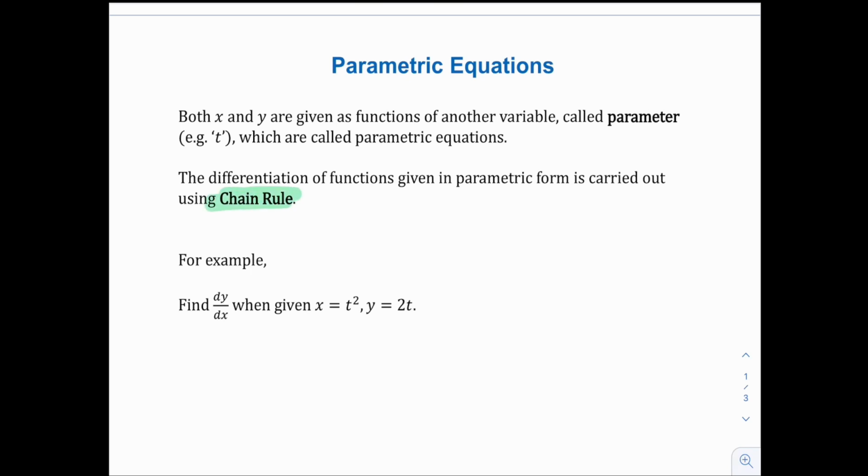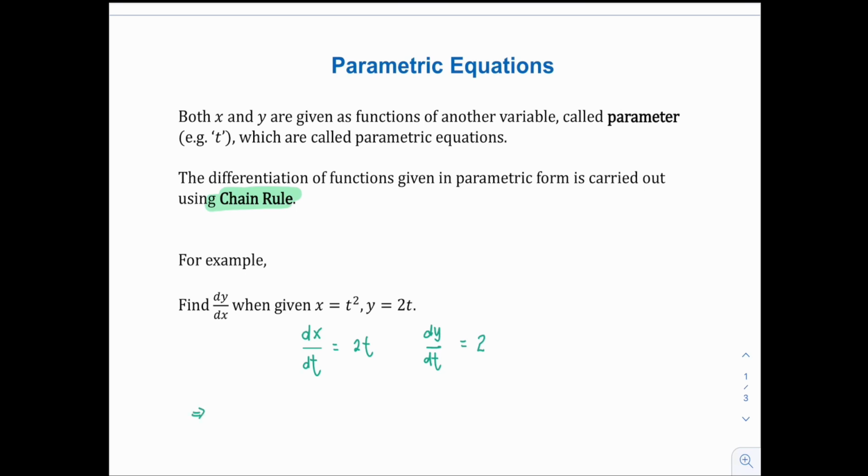Here's a very simple example of how to find dy/dx when you are provided with parametric equations. Here, you notice that x is expressed in terms of t, and y is also expressed in terms of t. How are we supposed to find dy/dx? We can find it by using the chain rule. The first step is to differentiate x with respect to t, which is dx/dt. I'll get 2t. Then you differentiate y with respect to t as well, which means dy/dt is equal to 2.